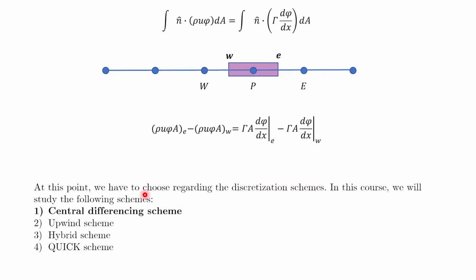So at this point we are doing a very general evaluation of the convection diffusion problem, but we have to assume something in order to proceed from here, and that is where the different kinds of schemes actually come into the picture. So that is why we have to choose regarding the discretization schemes, and in this course we are going to talk about 4 of the very popular schemes. So the first one that we are going to talk about today is a central differencing scheme, followed by a discussion of upwind scheme in upcoming lectures.